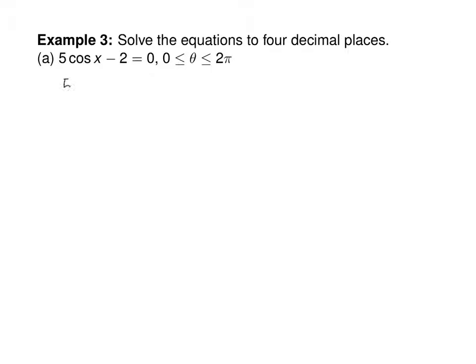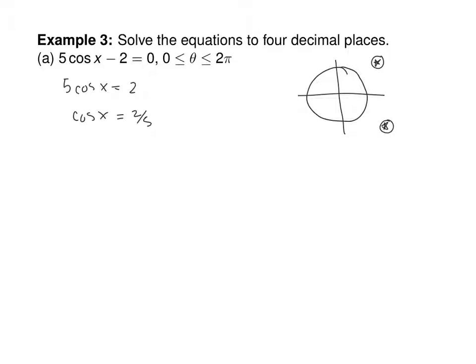Okay. 5 cosine of x equals 2. Cosine x equals 2/5. And I was a bit of a meanie here because, well, the point is that 2/5 is not a number that's on your unit circle, right? In which quadrants is the cosine positive? This one and this one, right? The first and the fourth.